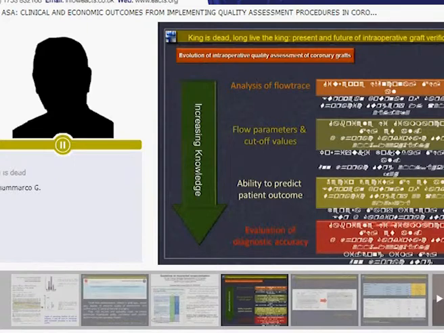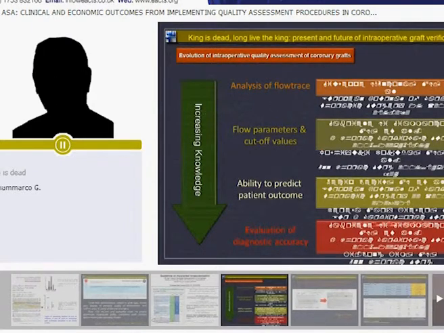So, what is the transit time flow measurement able to tell us? It is able to give us an analysis of the flow trace. It is important to state a cutoff of flow parameters. It is able to predict the patient outcome. And it is useful to evaluate the diagnostic accuracy of the method. So it is one example.